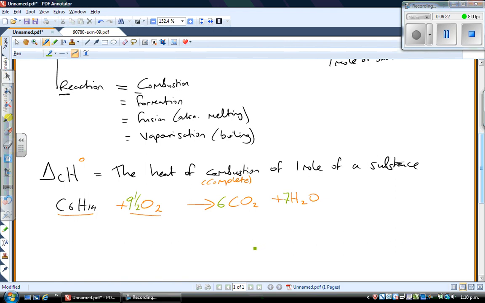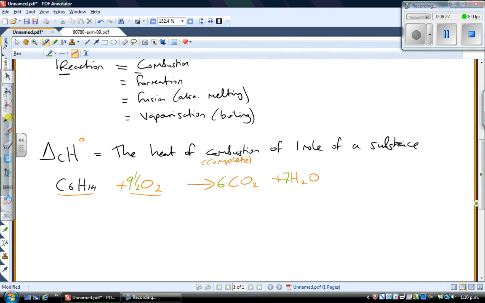Now the temptation here is to get rid of these fractions by factoring across by 2. But if we look back to the definition for heat of combustion, we're looking at it per mole of substance. So we must keep it that we have 1 mole of hexane in this case. So that's why we don't alter the equation at that stage. We keep it to 1 mole because that's what the definition says. Delta CH is a measure of the heat of combustion per mole of substance of interest. Okay, so that's delta CH.